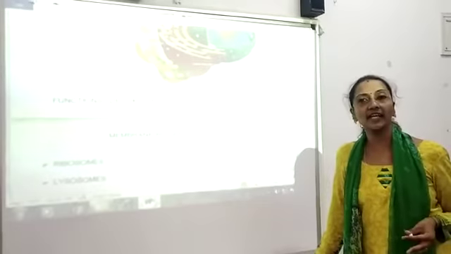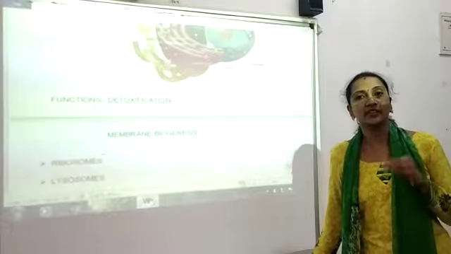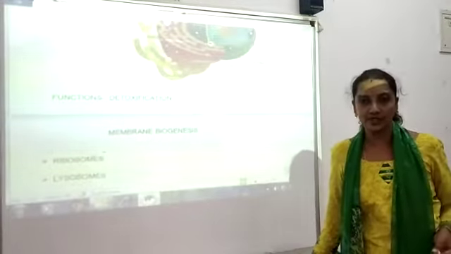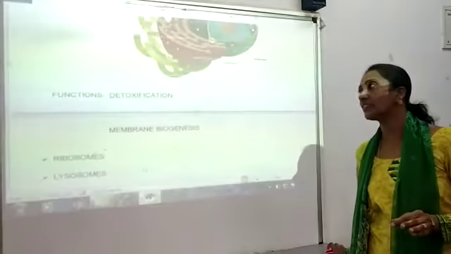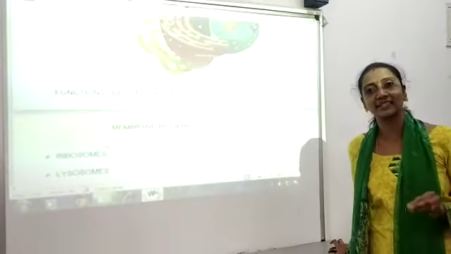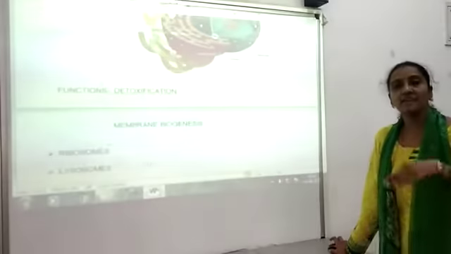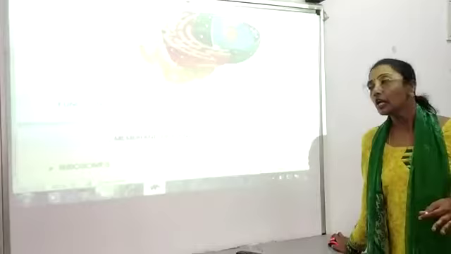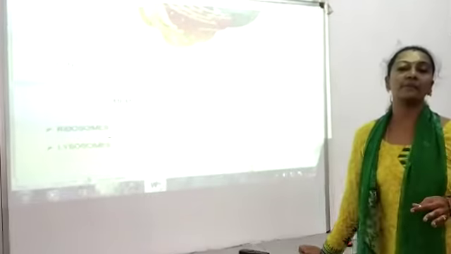So where do they get accumulated? They usually get accumulated in the liver cells. These liver cells are responsible for throwing out all the toxic substances from our body, and that is done by the presence of the smooth endoplasmic reticulum, the SER. That is the main function of the SER, which we can include under the functions of the endoplasmic reticulum. Moving to the next, that is membrane biogenesis. So what is this membrane biogenesis?